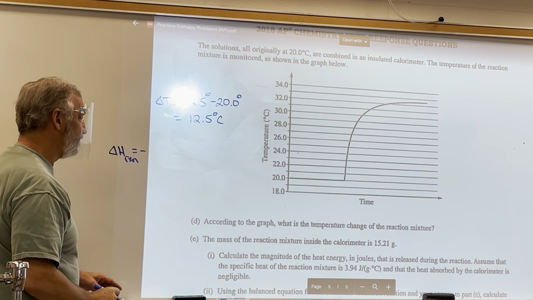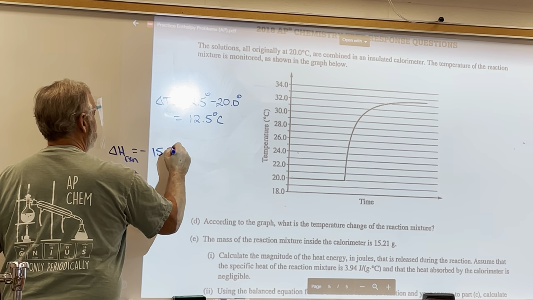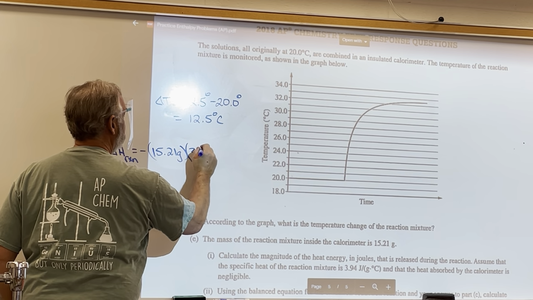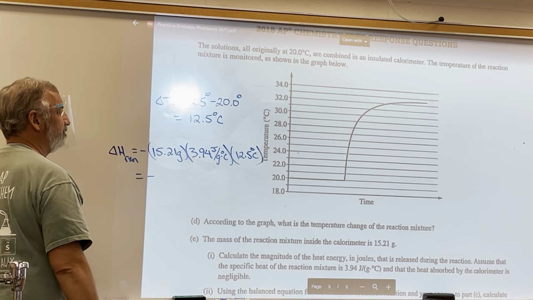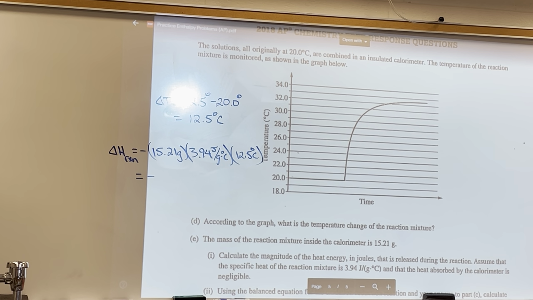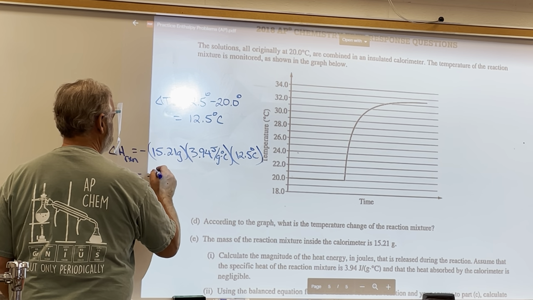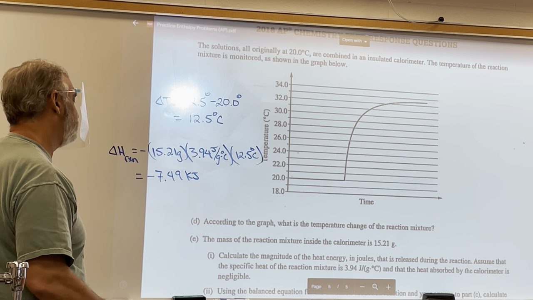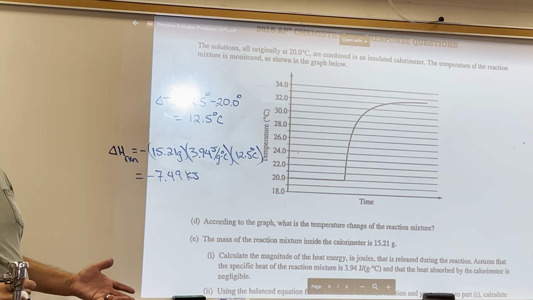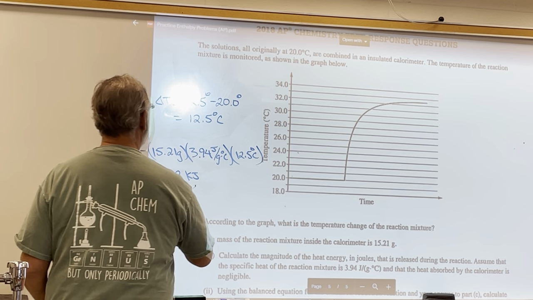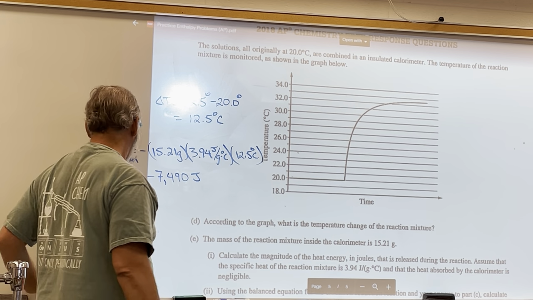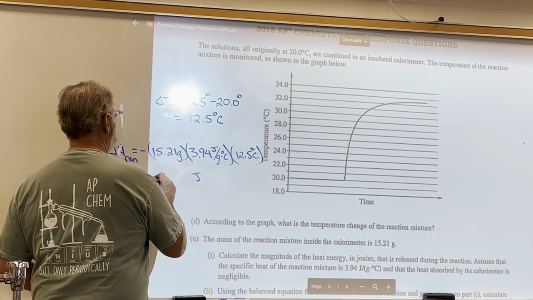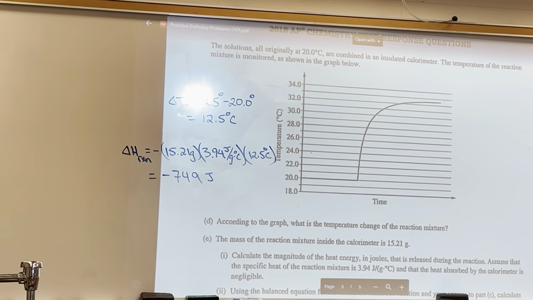q equals m c delta T. The mass of the solution is given directly, 15.21 grams. Specific heat is given as 3.94 joules per gram degrees Celsius, and we calculated the change in temperature is 12.5 degrees. So we plug all that in, and we get 749. Now, it's asking for the magnitude of the energy in joules, specifically joules. So it's 749 joules.